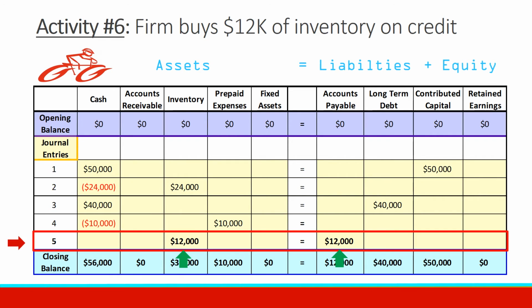So we can see journal entry number 5 being recorded. Inventory has gone up by $12,000, so we now have a total of $36,000 in inventory, and we have a new obligation. That's an account payable of $12,000. So if we look at row number 5, assets went up by $12,000 and liabilities went up by $12,000. So we now have a total of $102,000 in total assets, as well as $102,000 total of liabilities and equity.